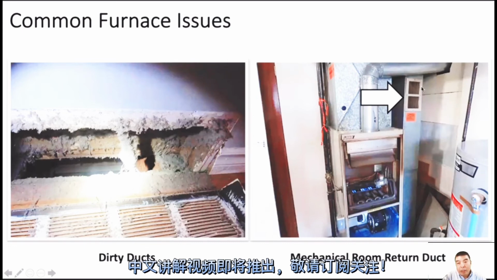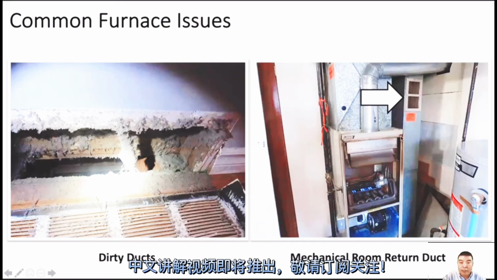Okay, so we can see some old furnace. Sometimes the return air duct has an opening here like this. But the code requires, for example, if we change to a new furnace and there's an opening like here, we should cover that.